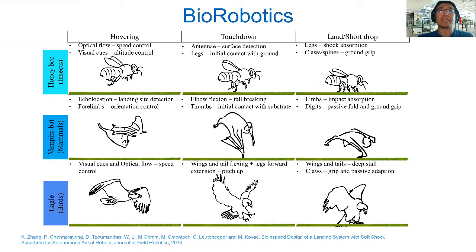Taking the biological landing techniques of the animal flyers as a resource of inspiration, we abstract key functions of different types of legs and sensory systems to inform the design of landing mechanisms for small robots such as quadrotor UAVs.